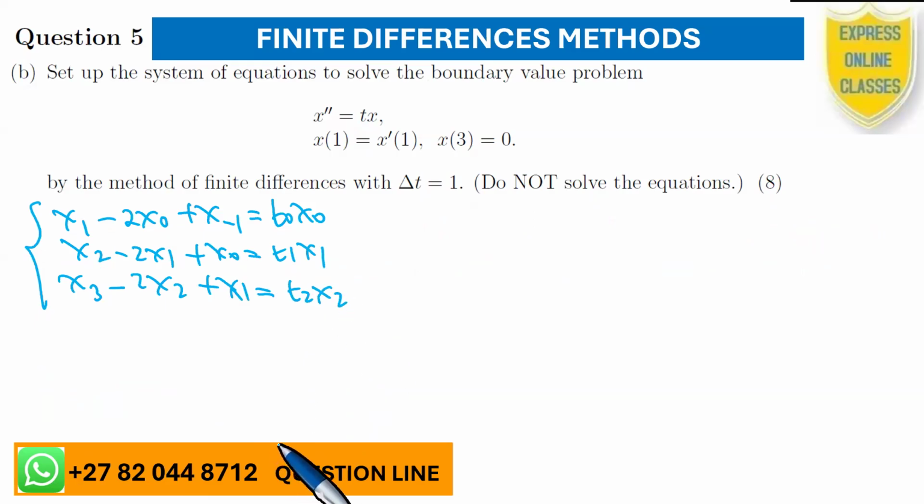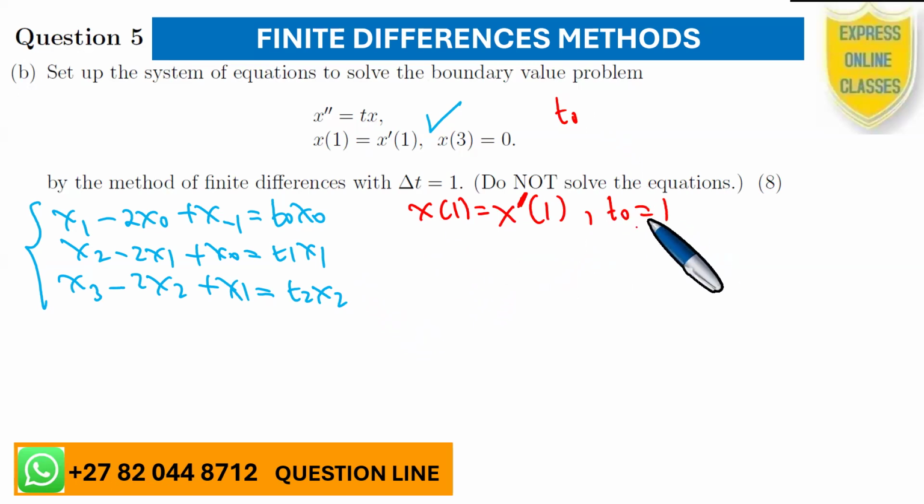T2 x2, like so. Okay, but now we need to explore this one. We need to explore that. So we have, if then you have this one, like we have said that T0 is 1.